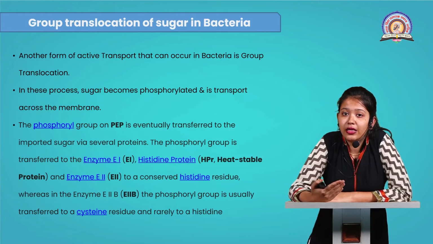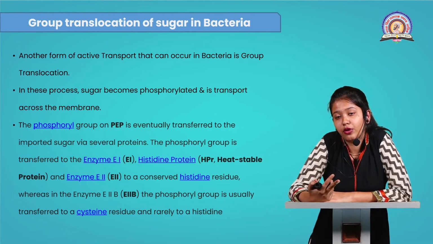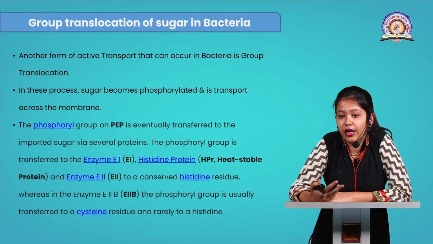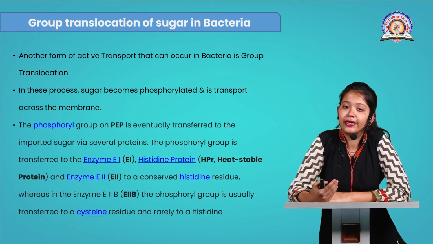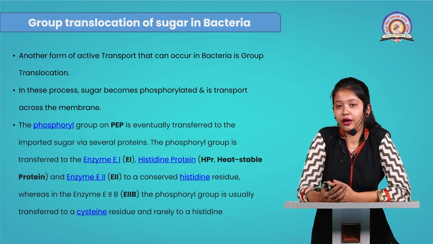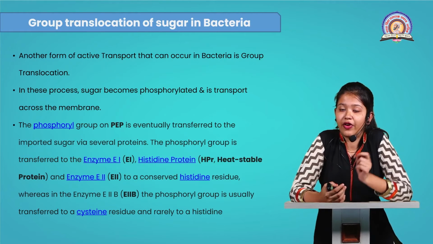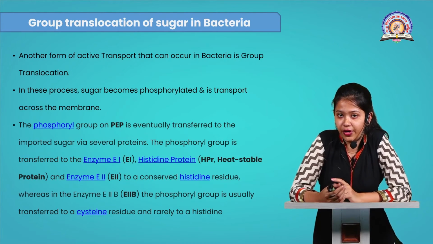Whereas the other difference is that the phosphate group is again transferred to another protein called E2B, because it has a cysteine in its domain. Finally, when the phosphate comes to the cysteine domain, it is attached to the sugar, and the sugar finally becomes glucose 6-phosphate.